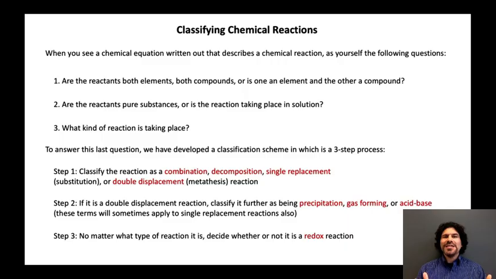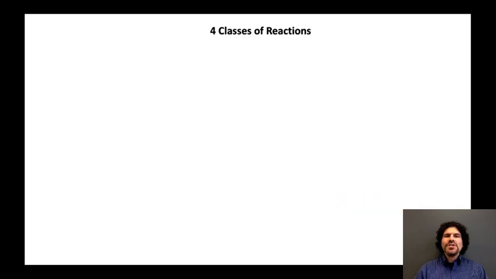And then finally, on the third level, no matter what type of reaction it is, we have to decide whether or not it's a redox reaction. Redox is short for an oxidation-reduction reaction, and we'll have a lesson in which we understand and unpack what this term means and figure out what clues to look for to decide whether a reaction is a redox reaction or not.